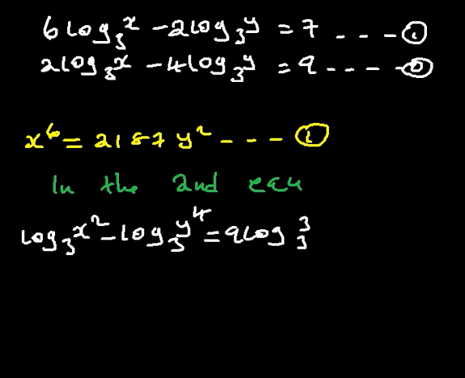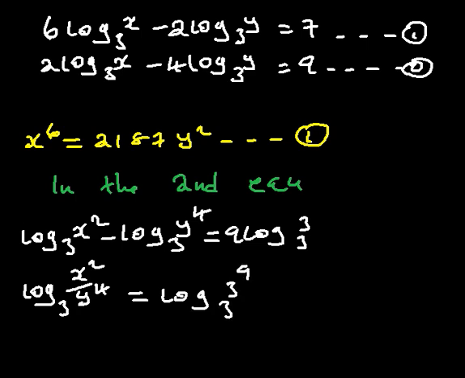So we have log base 3 of x squared divided by y to the power 4, which is the same as log base 3 of 3 to the power 9. Then taking the antilog of both sides, we have x squared divided by y to the power 4, which is the same as 3 to the power 9. What do you think is that? 3 to the power 9 will be given as 19,683.